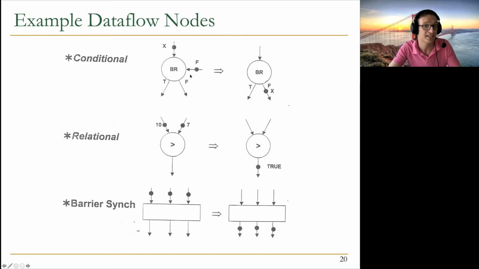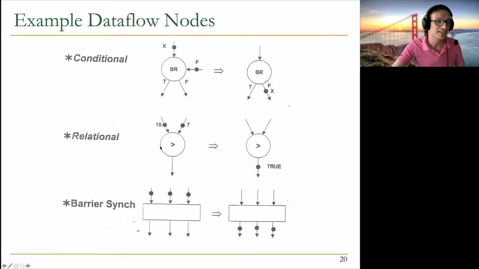So in this case, since the control input indicated false over here, we would pass the X value to the false path. That way, we've enabled some instruction downstream over here and not over here. That way, you can do an if-then-else statement, for example, right?